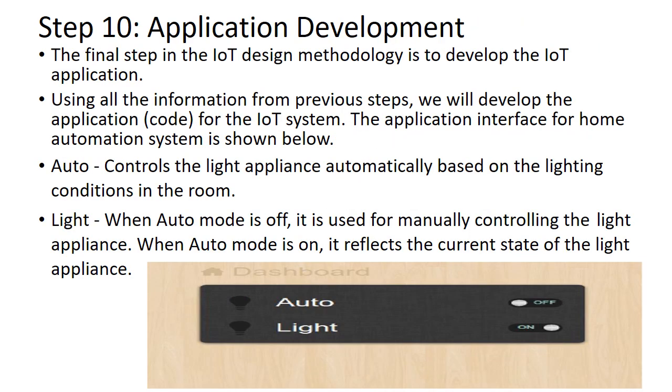And the final, last step is application development, and this is the step where your application is developed for the IoT system. The application interface for home automation has an auto control that controls the light appliance automatically based on the lighting conditions, and there is a light control. When auto mode is off, it is used for manually controlling the light. When auto mode is on, it reflects the current state of the light appliance.